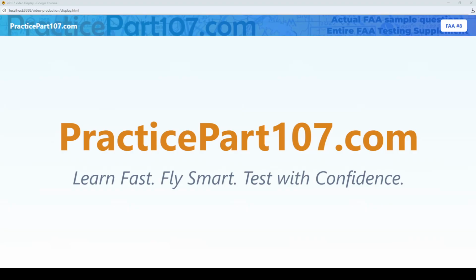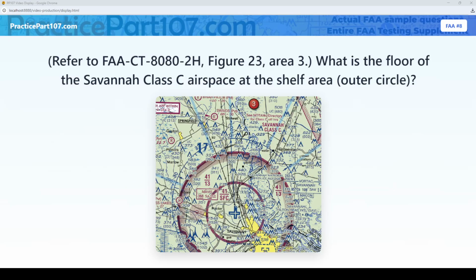Let's explore that question. All right, it says refer to FAA blah, blah, blah. Okay, that is a book. It is called the supplement for your test. When you go to the exam, the only thing you can take in is that book. They will give you a clean, pristine, unmarked copy to use for the test.